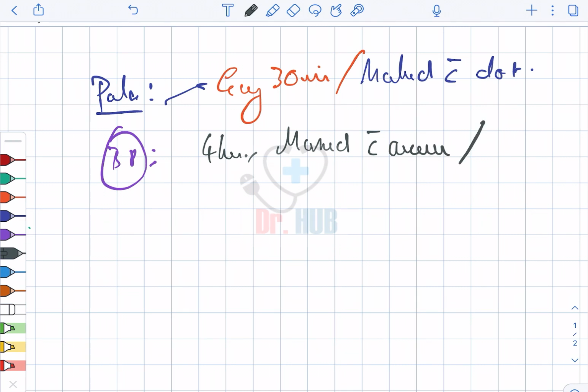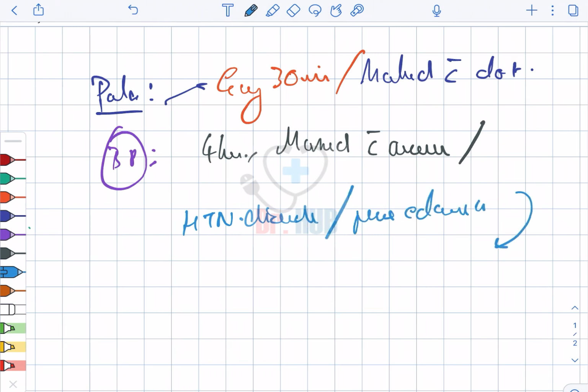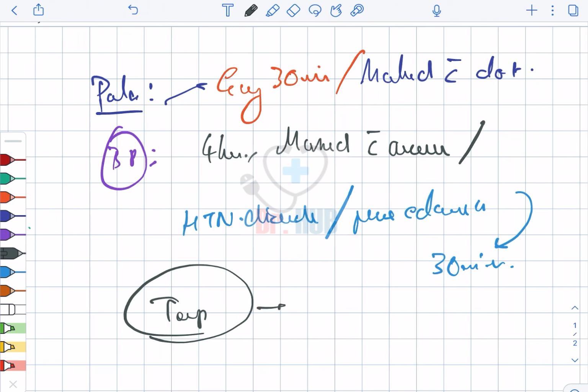Unless the patient has hypertensive disorders or preeclampsia, in which case it is recorded every 30 minutes. Then if you look at temperature, it is recorded every 4 hours.